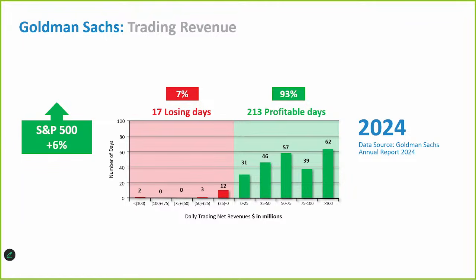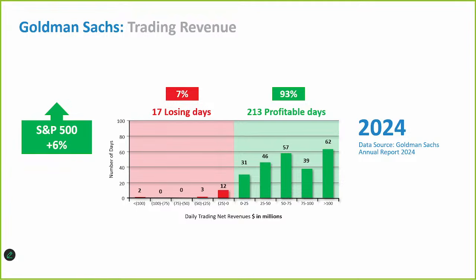The other thing is not only are they huge, but they're super consistent. Here's Goldman Sachs' trading revenue from 2024. When they send out their 2025 annual report, I think next month, we'll get their 2025 numbers. I've got the last 10 years of these, so ever since I've been tracking it. We'll just stay on the most recent one. This is a little high for them, though. They're generally in the mid-80s as far as their profitability. But in 2024, 93% of the days were profitable days, and 62 of the days were over $100 million a day.